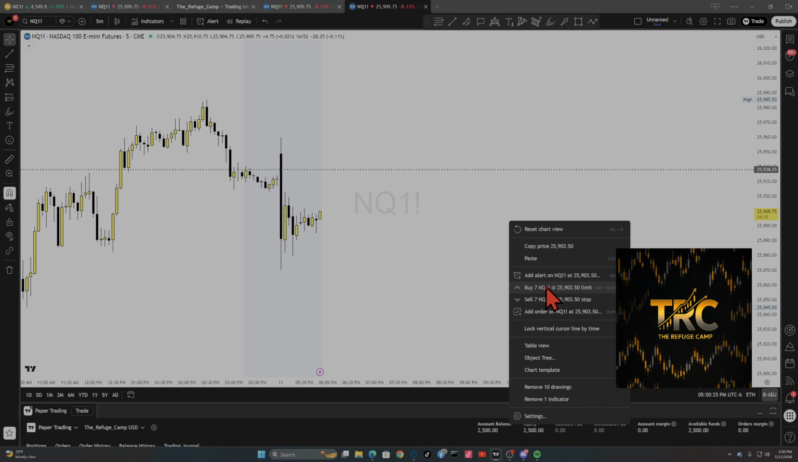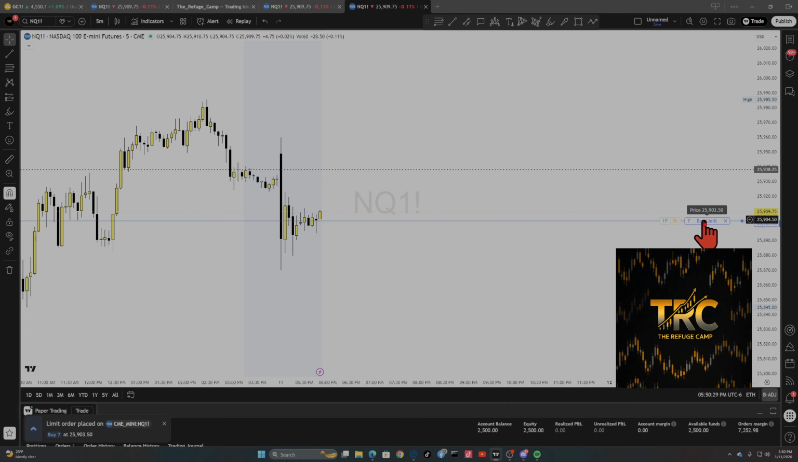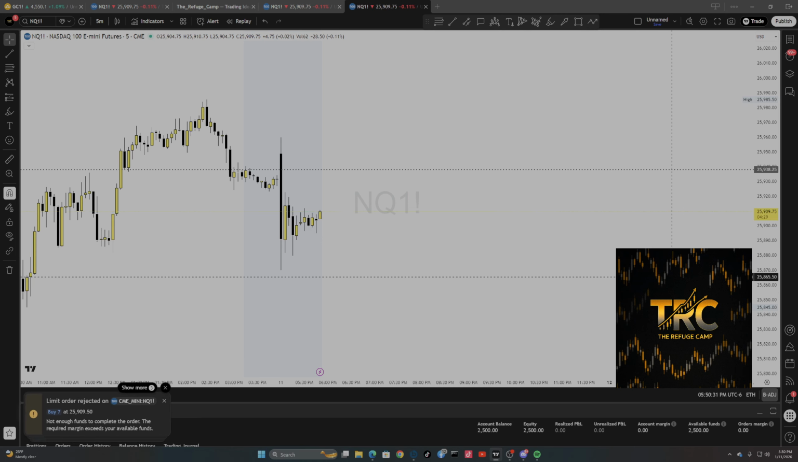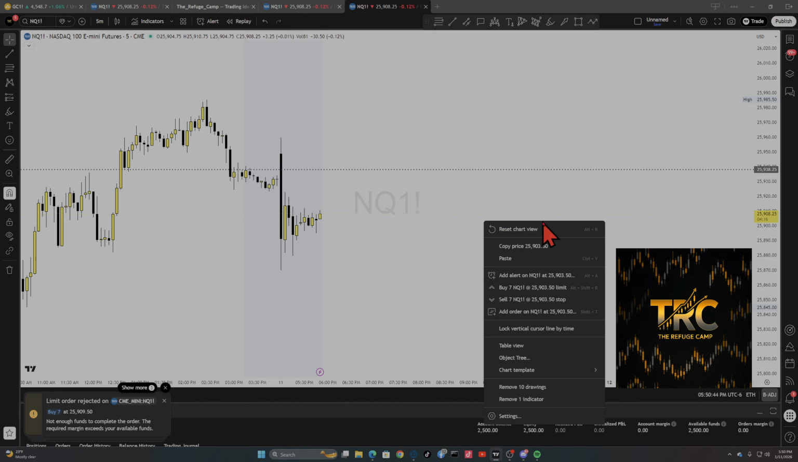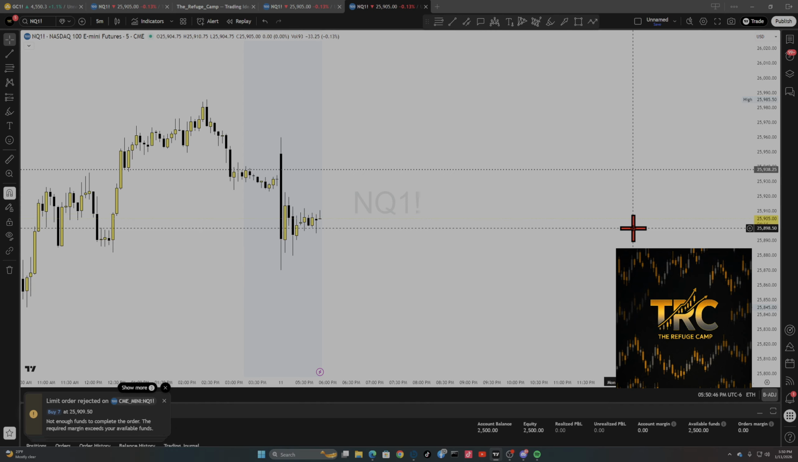So if I go in and full port this account and I buy 7 contracts, right? What's it say right here? Not enough funds to complete the order. Required margin exceeds your available funds. That's your first red flag. You're over leveraged, right? So now let's open our trading panel.